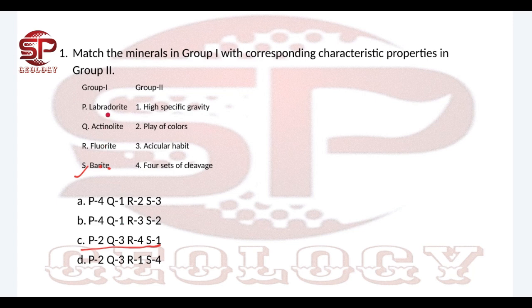But you can check the others. Labradorite, it has a clear color play, that is called labradorescence. Then actinolite, it has acicular habit. Then fluorite, it has 4 sets of cleavage. Fluorite, diamond, sphalerite, they also have 4 sets of cleavage. Answer will be C.